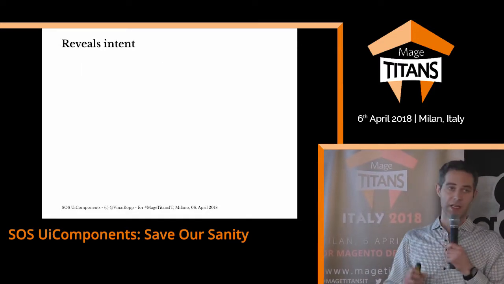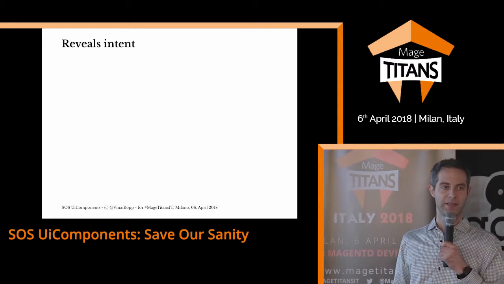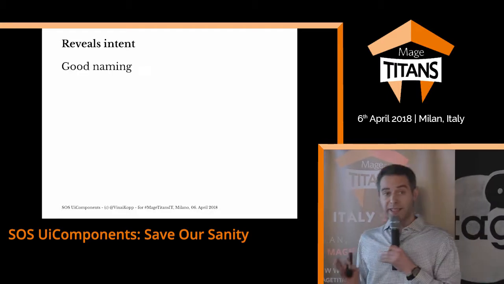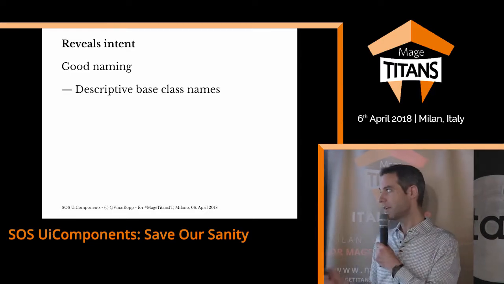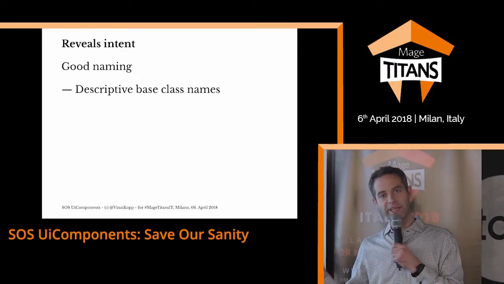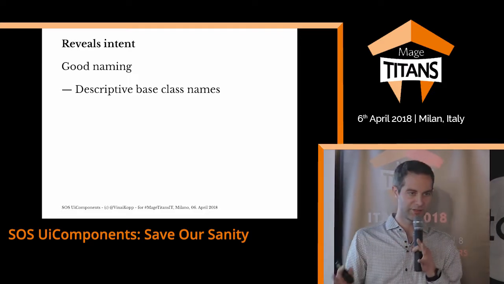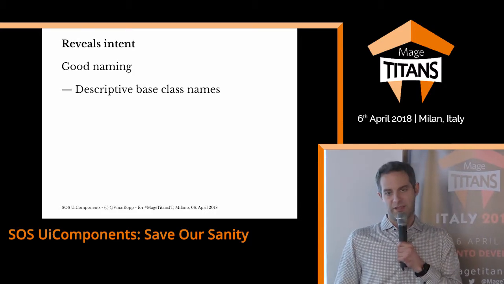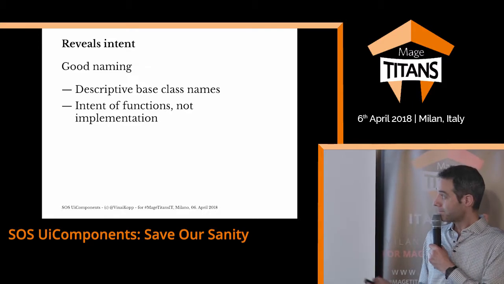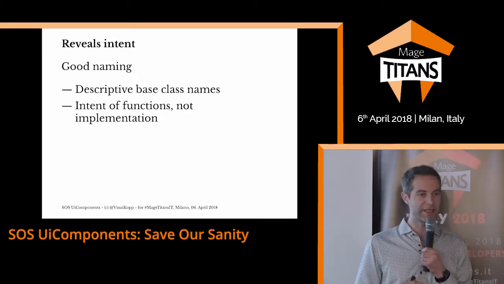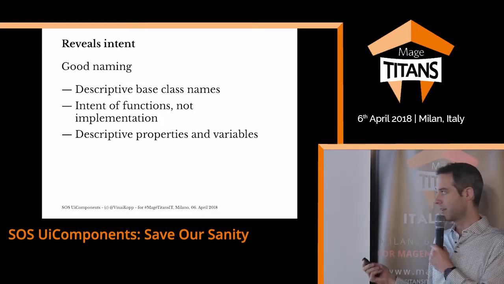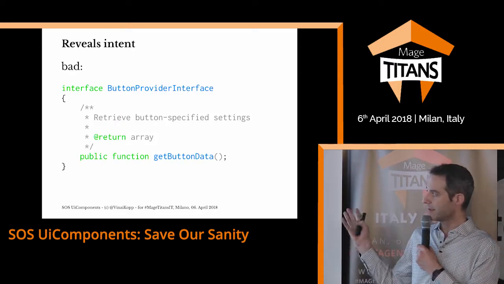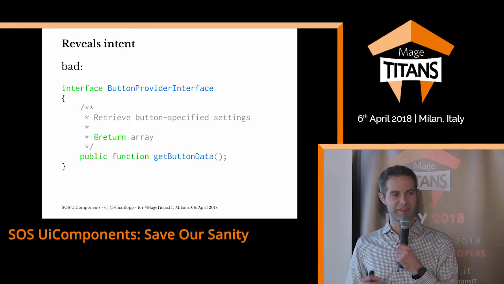Secondly, reveals intent. What can I do to write code that reveals intent? That's this whole idea of self-documenting code for me, and I'm kind of into that. Reveals intent is a lot about good naming, descriptive base class names. That's more for the PHP side, but if I import a class, I want to still be able to understand what it is. So if I have something called Abstract, not good, right? Then naming functions should be about the intent of the functions, not the implementation. Descriptive property names and variable names, you get the idea. Here's one of my favorite little examples for something that's not quite descriptive.